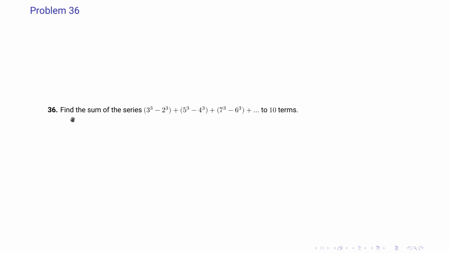Problem number 36 says: find the sum of the series 3 cube minus 2 cube plus 5 cube minus 4 cube plus 7 cube minus 6 cube. In this case, you see that the nth term of 3, 5, 7 would be 2n plus 1, and for 2, 4, 6 it would be 2n.